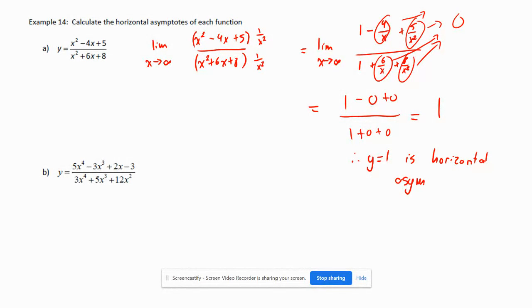Now guys, this is definitely the longer way of doing this question. This is actually the algebraic way. Shortcut: if we look at the coefficients of our term of highest degree, this is a 1 and a 1, so it comes down to 1 over 1, like we had here, which equals 1. If I look at the shortcut for b, x to the 4th is my highest power. So y equals 5 over 3 is the horizontal asymptote for this one. I'm just looking at the highest power, 5x to the 4th over 3x to the 4th, which simplifies to 5 over 3.